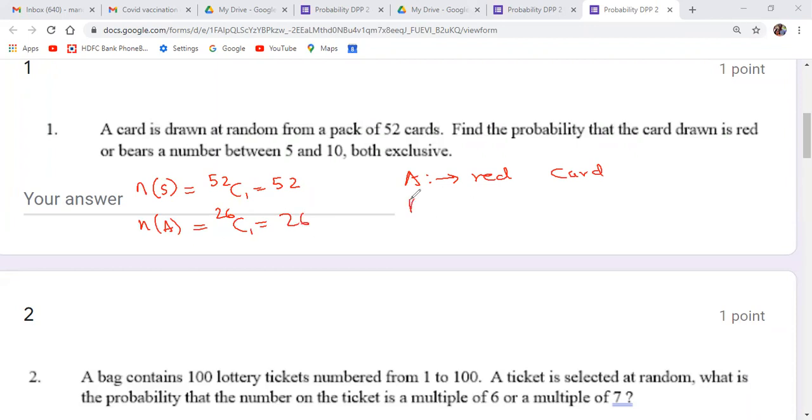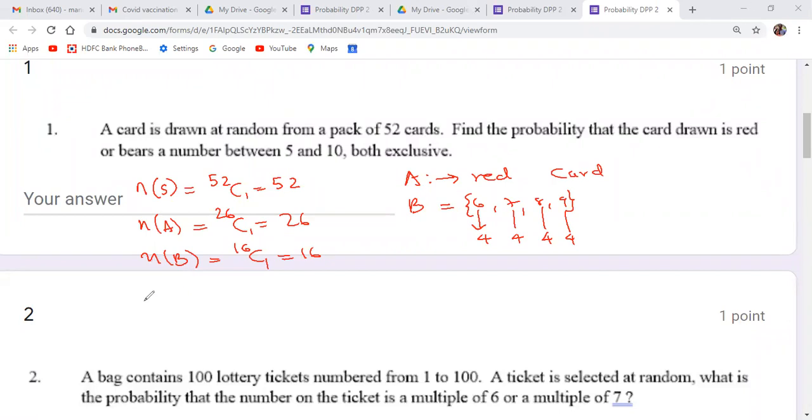And B stands for numbers having 6, 7, 8, 9. So N of B would be 16C1. How did you get 16? Because for 6 there are 4 cards, for 7 there are 4 cards, for 8 there are 4 cards, for 9 there are 4 cards. So total there are 16 cards. Then what more should I calculate? A intersection B.